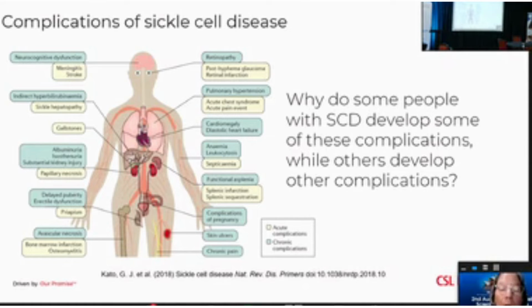Shown in the beige color are the acute complications that may bring patients to the attention of acute healthcare systems as medical emergencies. Shown in the light green are chronic complications that insidiously develop gradually over years, decades, and can lead to complications that can be health-limiting and indeed life-limiting. But it brings up the question, why do some people with sickle cell disease develop some of these complications while others develop other complications?